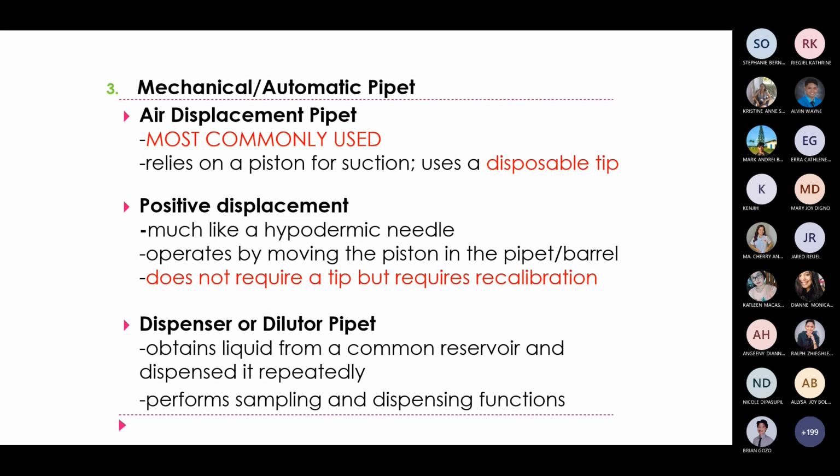Okay, for positive displacement, it operates by moving the piston in the pipette barrel. So it does not require a tip unlike the air displacement pipette, but it requires recalibration. Ano yung ginagamit dito? Letter C. Capillary. Okay. For the third one, dispenser or dilutor pipette, from the term itself, it obtains liquid from a common reservoir and dispenses repeatedly. So, dual purpose siya, sampling and dispensing functions for dispenser or dilutor pipette.